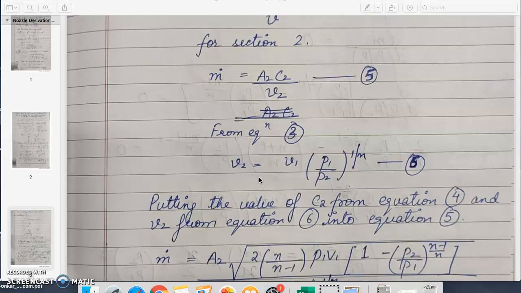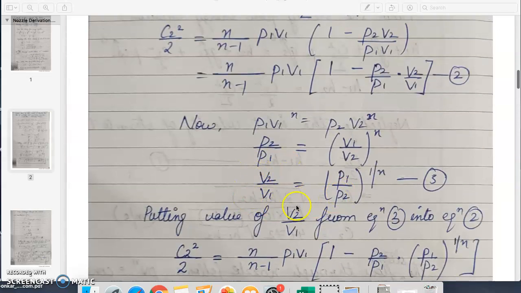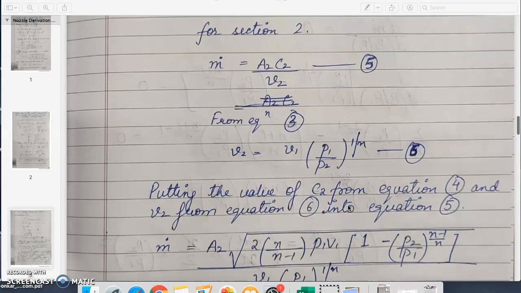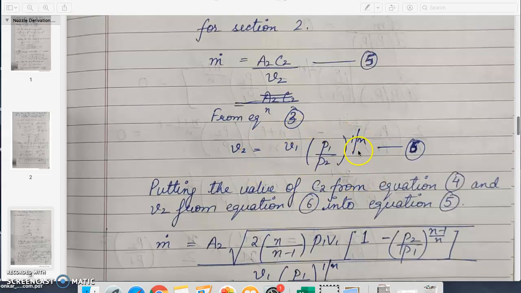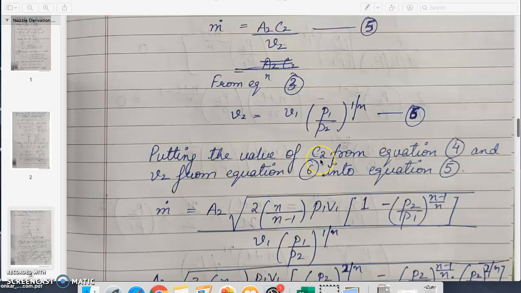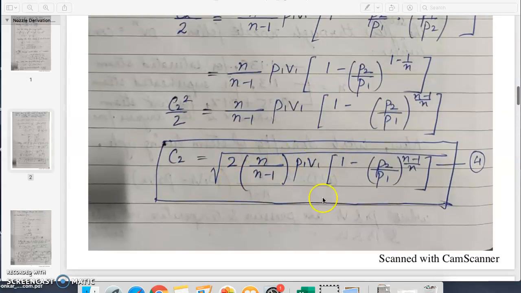Now from equation 3, V2 can be written as V1, we have taken this from here. So V2 can be written as V1 into P1 upon P2 raised to the power 1 upon n, and the same is written here. We have named this as equation 6. So now putting the value of C2 from equation 4. Equation 4 is this one.